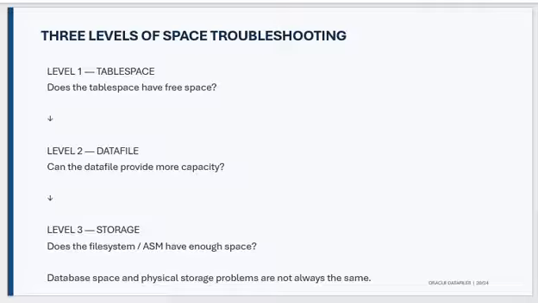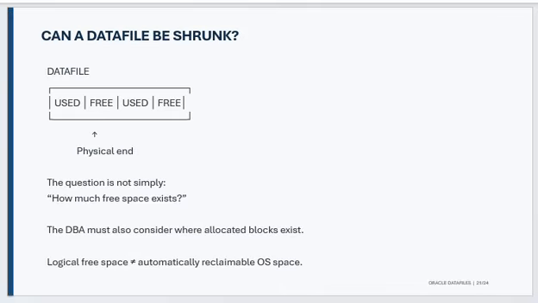But imagine instead that the file system has only 2 GB free. Then extending the data file by 50 GB is impossible until the underlying storage problem is resolved first. This layered thinking is one of the most important skills in a DBA scenario.